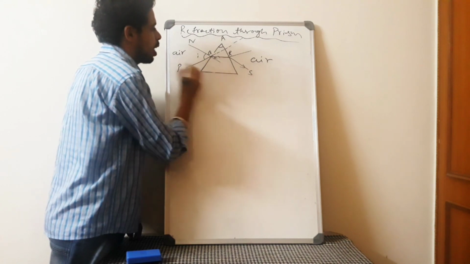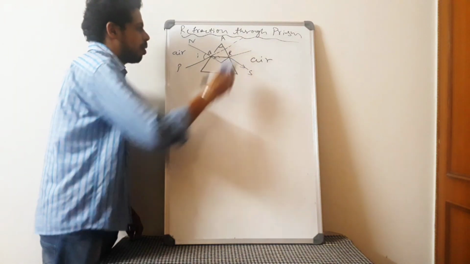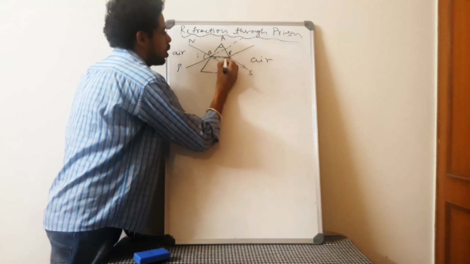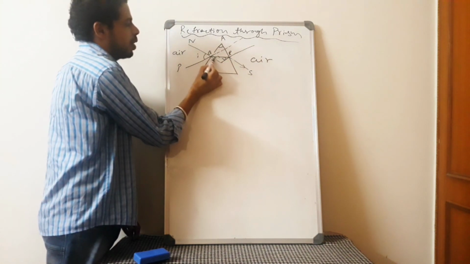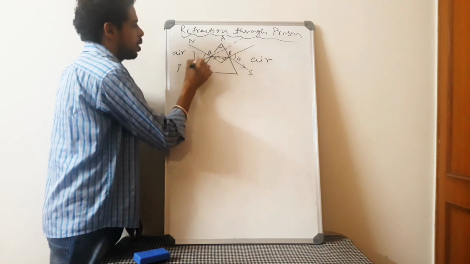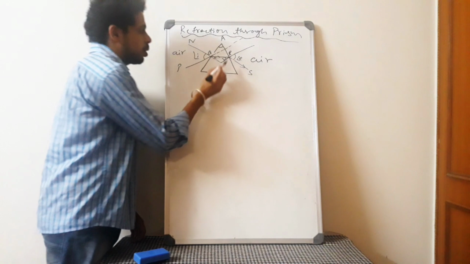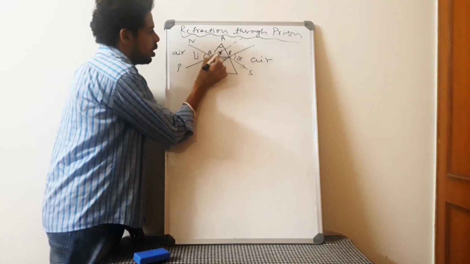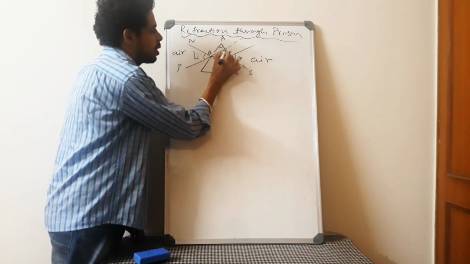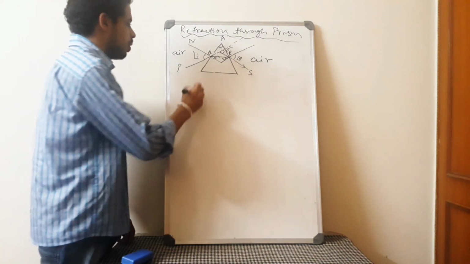This angle let me call R1, and if we extend it back, this normal, this is R2, that is the angle between the normal and the refracted ray. This is called the angle of emergence, E. Suppose you retrace this path backward, the angle formed here we will call delta. That is called the angle of deviation delta.